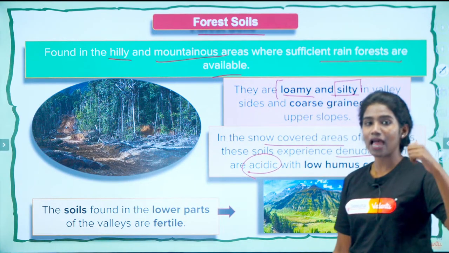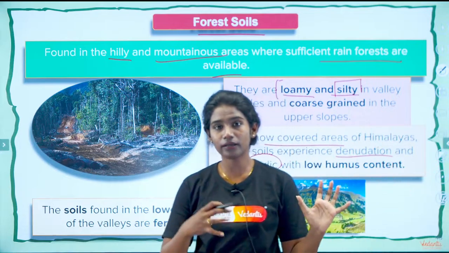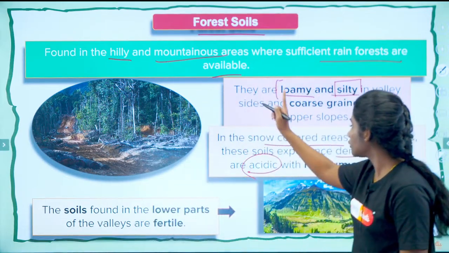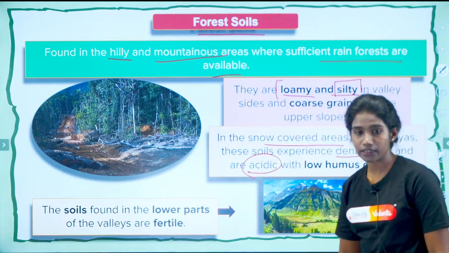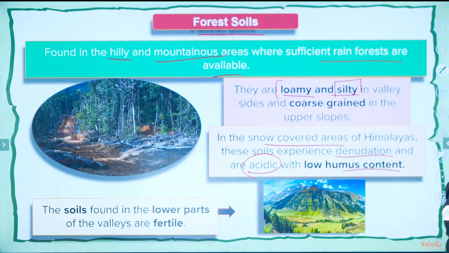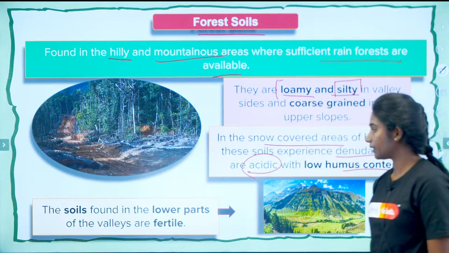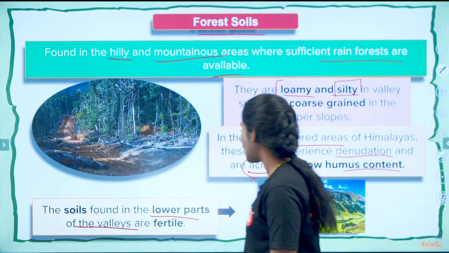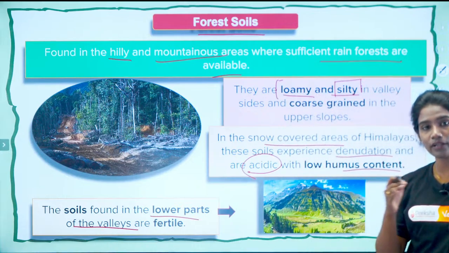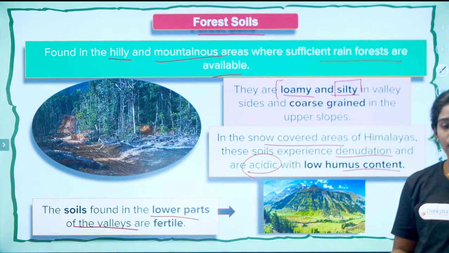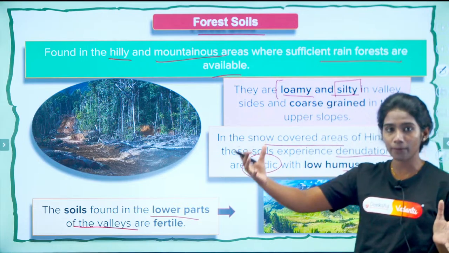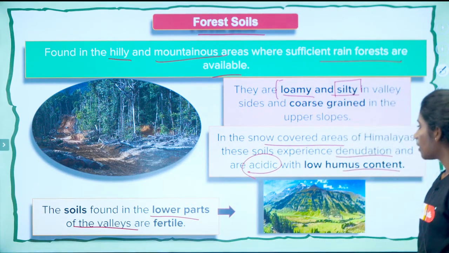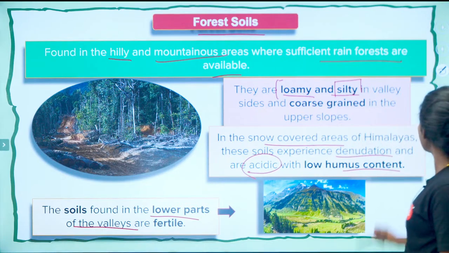See, we saw that alluvial soil in the dry area over there is alkaline in nature, whereas forest soil is acidic in nature with low humus content. Okay, and then the soils found in the lower part of the valley are fertile, which means to say that the ones found above are not fertile. Okay, clear with that?